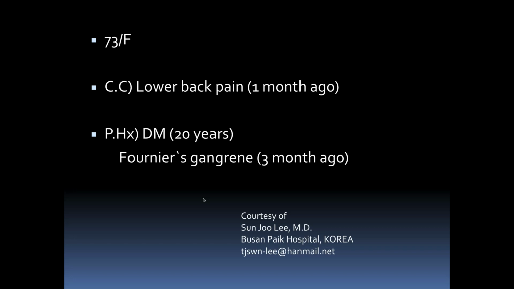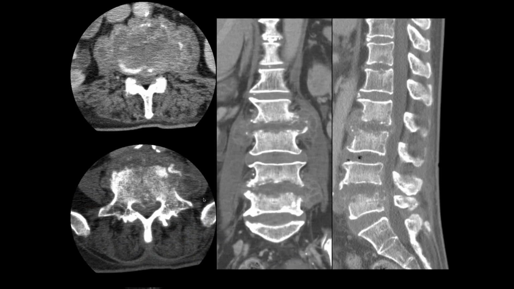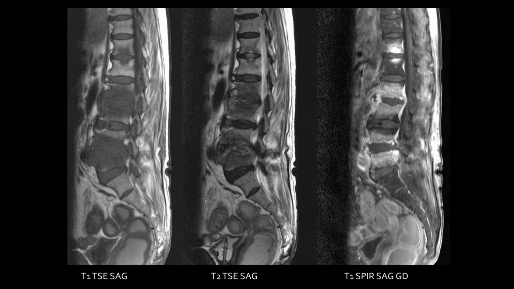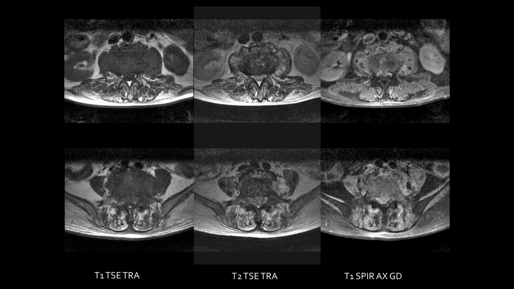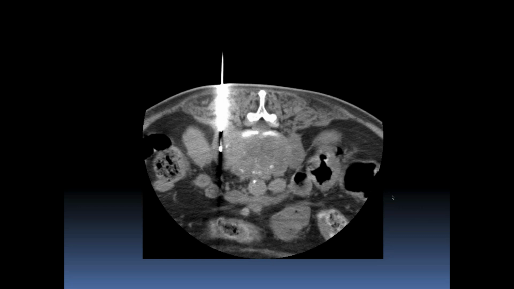73 years old, female, lower back pain, month ago. Okay, so multiple level involvement, L3 to L2, L3. Again, extensive discitis, osteomyelitis, multiple areas. Yeah, with the inflammatory phlegmony extending into the paraspinal muscle, all kind of stuff.